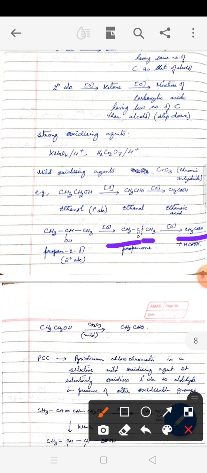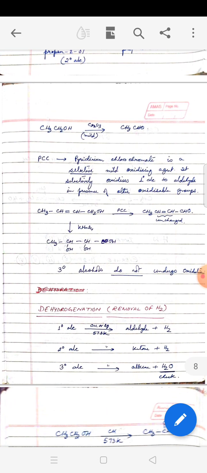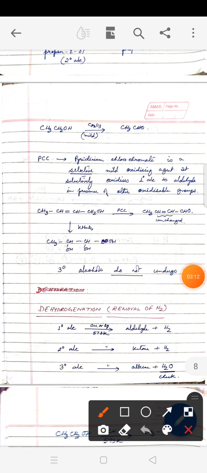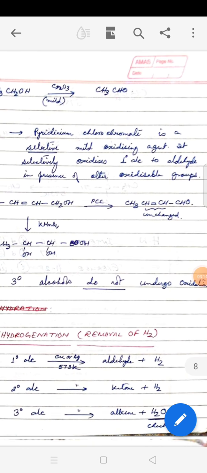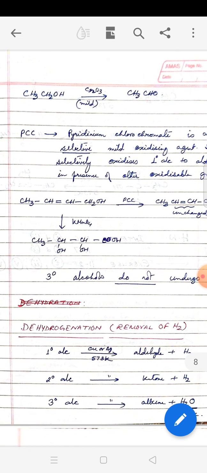Now if we take a mild oxidizing agent such as chromic oxide, then the reaction will stop at the aldehyde stage. No further oxidation will occur to form carboxylic acid. Now you see PCC, the full form of PCC is pyridinium chlorochromate. Pyridinium chlorochromate is a selective mild oxidizing agent. Now why do we call it selective?